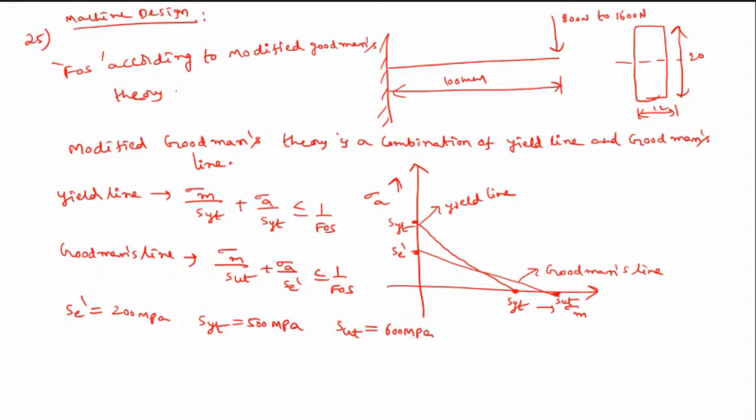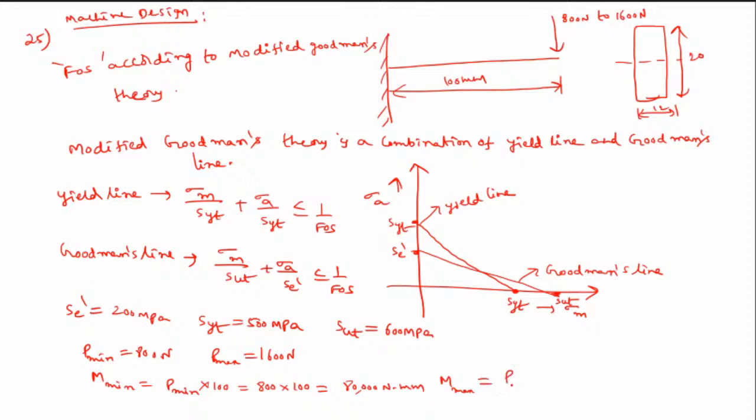Okay, and we need to find out, first of all, the minimum load. What is the minimum load over here? Minimum load is 800 newtons and the maximum load is 1600 newtons. And what is the minimum bending moment? P minimum into 100, that is 800 into 100, that is 80,000 Newton mm. And what is the maximum bending moment? P maximum into 100, that is nothing but 1600 into 100, that is 1,60,000 Newton mm.